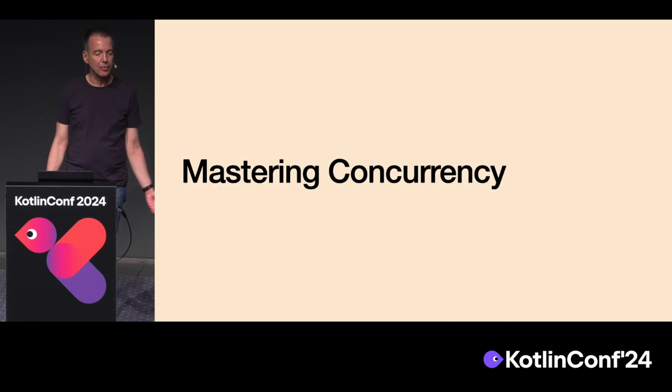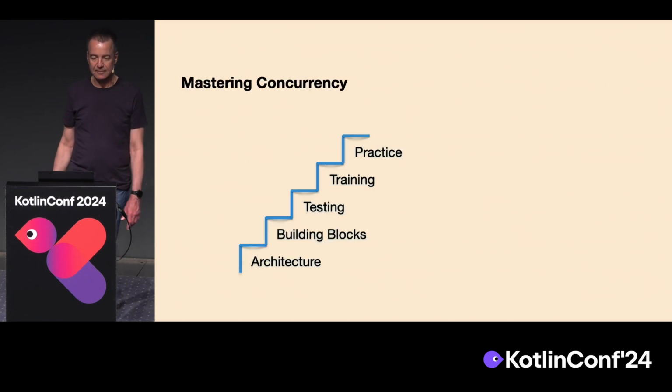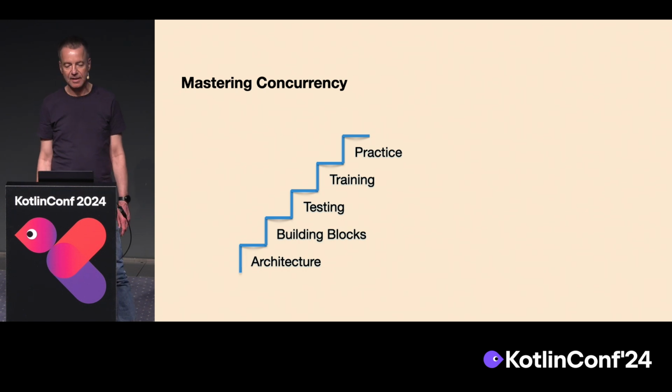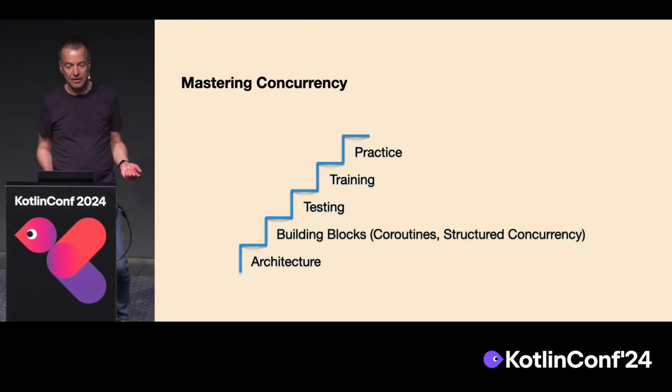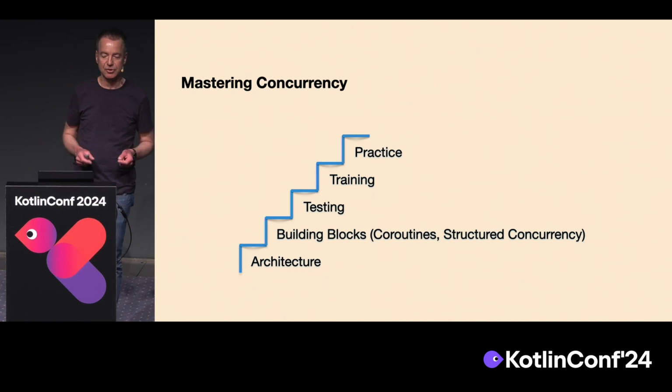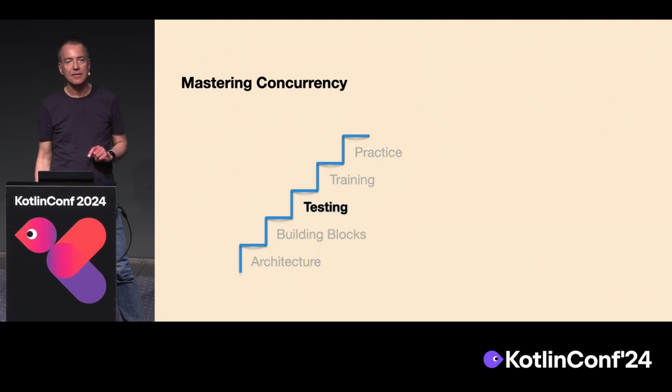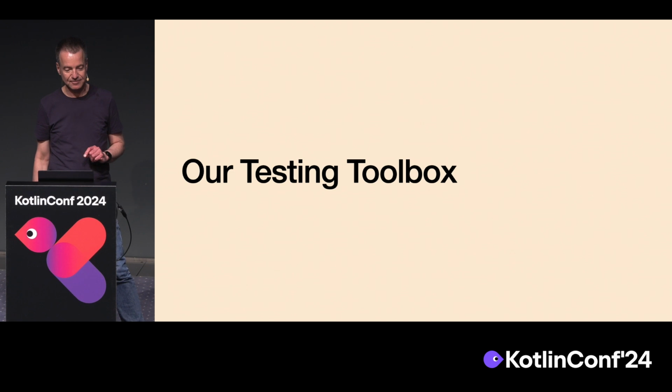So how do we master it? It takes a number of steps, starting with architecture, building blocks, testing, training, practice. And just keep in mind that with coroutines and structured concurrency, Kotlin brings us real superpowers, making our way to concurrency so much easier. But there's always something to improve. This talk is about testing. So let's look at our testing toolbox.